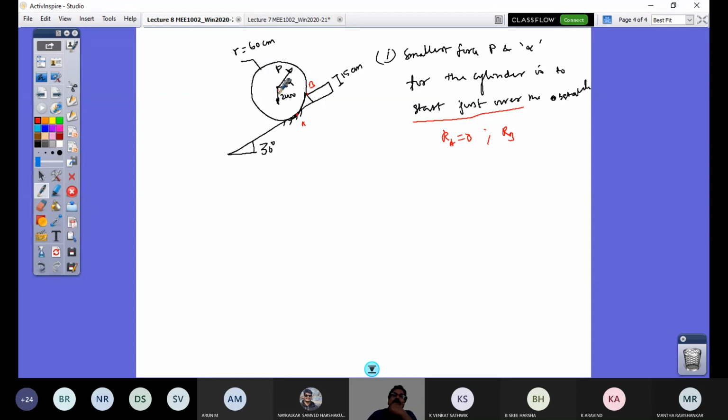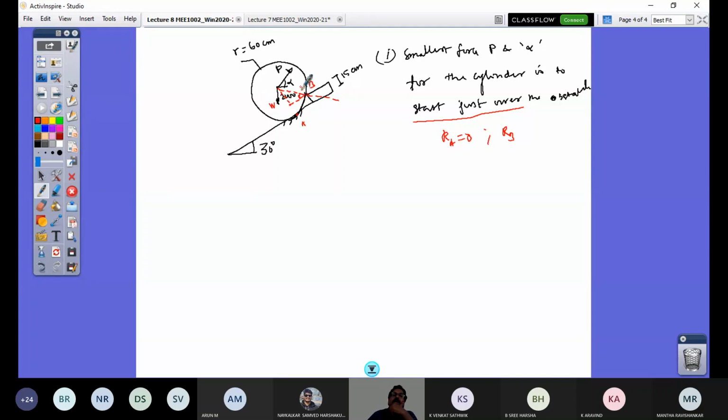For that I should draw this triangle and use the geometry. The weight is acting down, which is 2000, and P is at an angle alpha to horizontal. The reaction is my third force, and these two are not parallel, so this has to essentially pass through this point, along this line. So along this line, I should find out the normal direction.